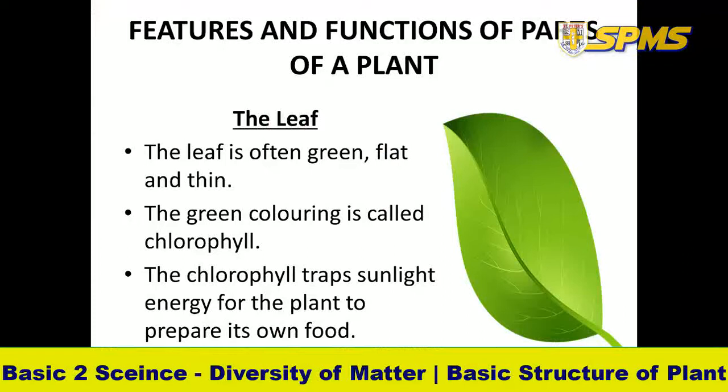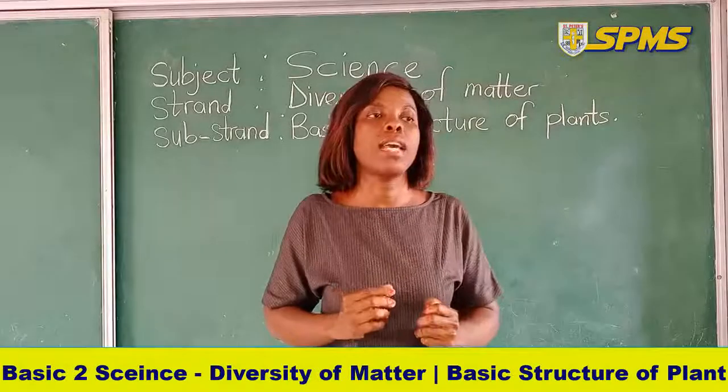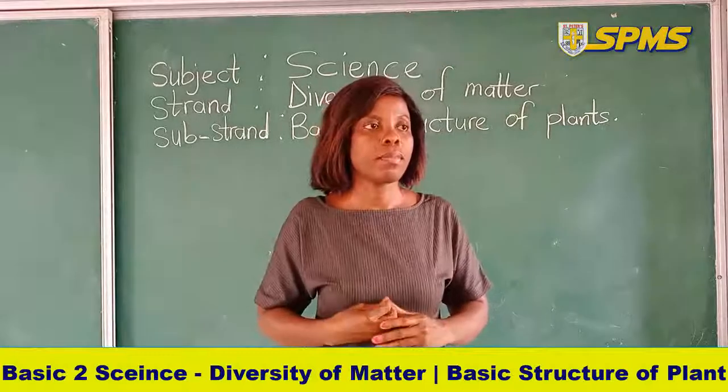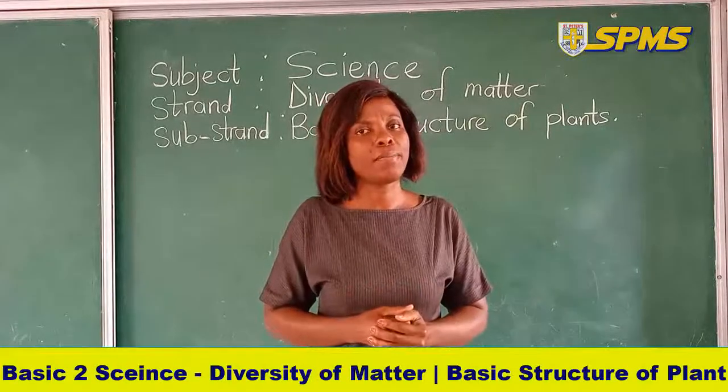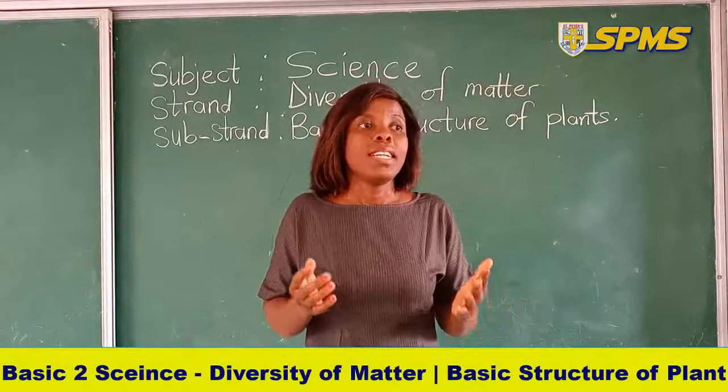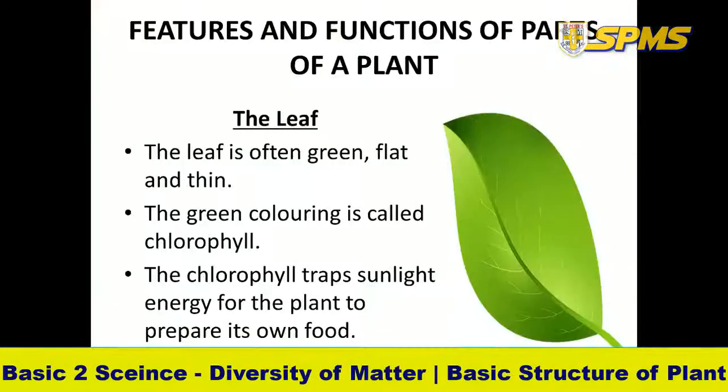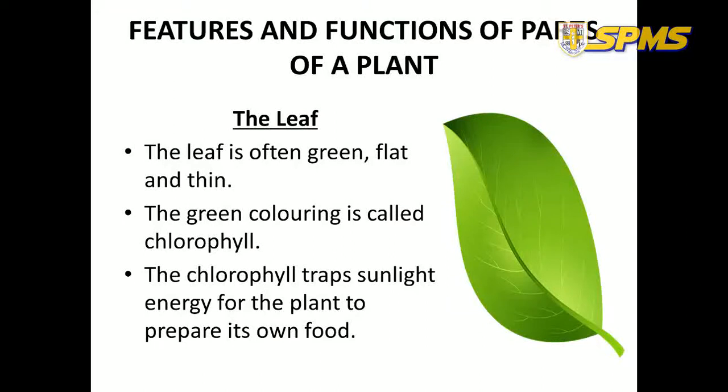I said leaf is the one leaf. Leaves is for the plural, more than one. What does it do, or how does it look like? We all know leaves are often green. So a leaf of a plant is often green, flat and thin. So they are all not the same. Most of them are green, others may have other colors. But most plants have the color to be green. Some of them can be flat, others will look thin.